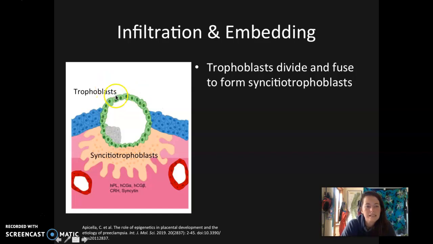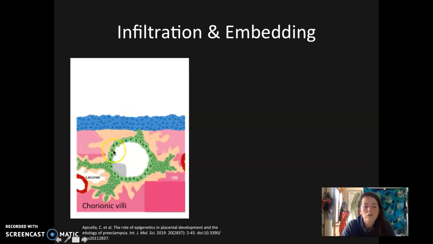As we can see in this image, the cells that make up the chorion are called trophoblasts. Once the adhesion has occurred, the trophoblasts begin to rapidly divide and fuse to each other to become large multinucleated cells called syncytiotrophoblasts. These continue to grow and form finger-like projections, seen here, called chorionic villi.